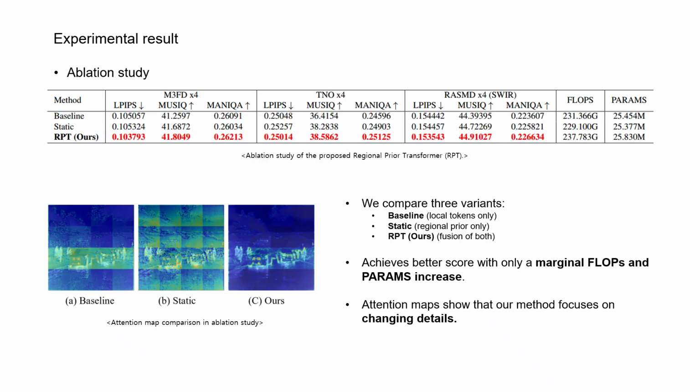To validate our design, we conducted an ablation study comparing three variants. The first one is the baseline, using only local tokens. The second one is static, using only regional priors. The third one is our RPT model, using the fusion of both. The results show that fusing both tokens yields the best performance with only a marginal increase in parameters. The attention map confirmed that our method intelligently focused on changing details while utilizing the priors for the background.